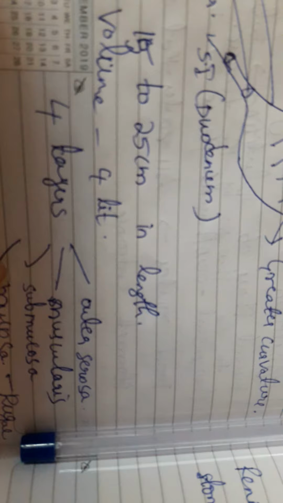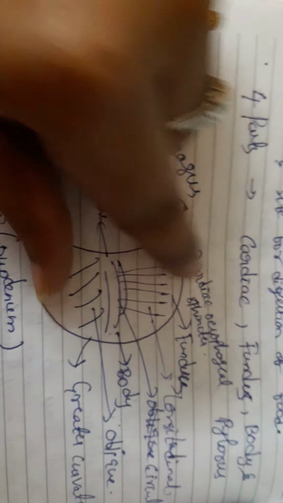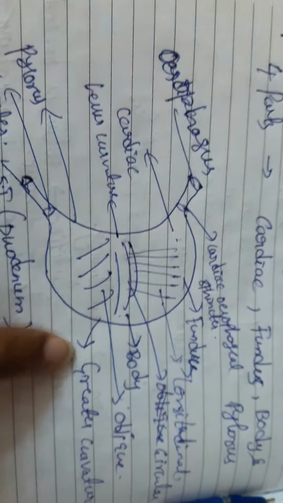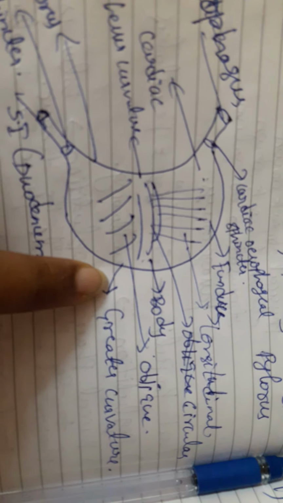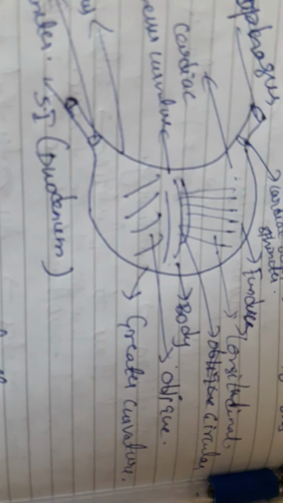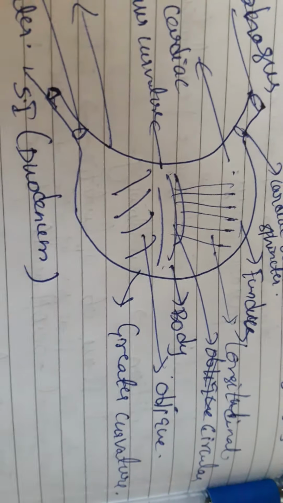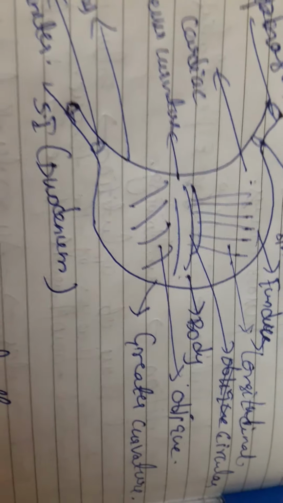And next, coming to the curvatures here, see the concave shape, which represents the lesser curvature, and the convex shape, which represents the greater curvature of the stomach. And next, coming to the layers of the stomach, we already discussed this from the starting class itself. Again we go through this.